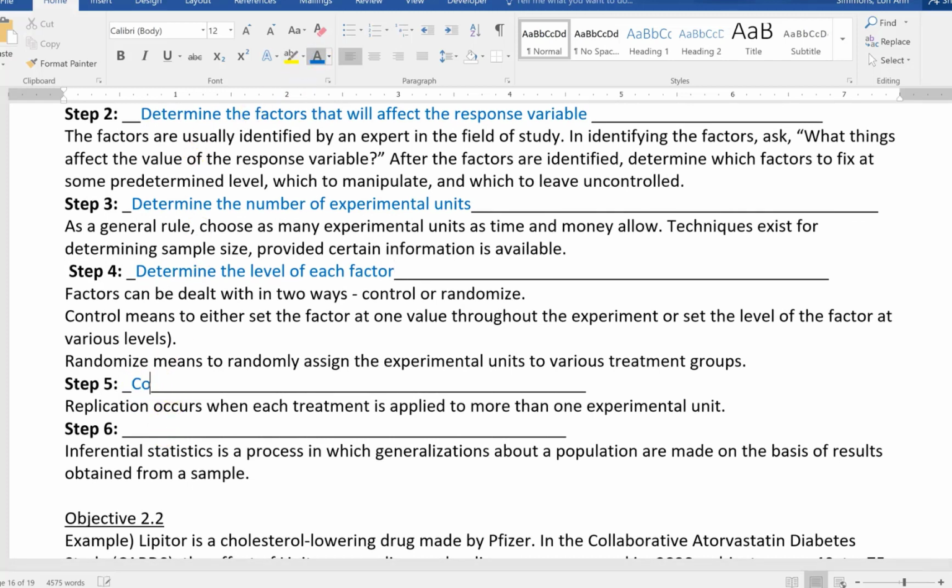Step 5, conduct the experiment. Replication occurs when each treatment is applied to more than one experimental unit. And then step 6, test the claim. Inferential statistics is a process in which generalizations about a population are made on the basis of results obtained from a sample.